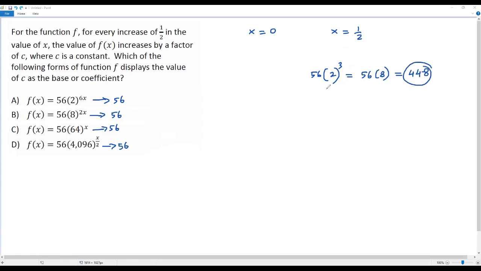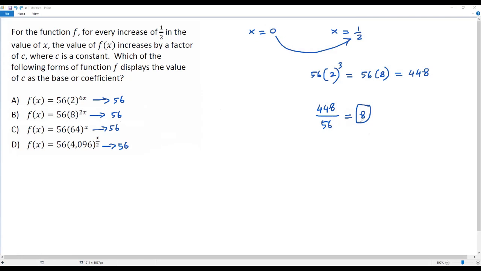But we have to get the factor by which f(x) increases. How do we get that? We divide the value of f(x) when x equals 1/2, that is 448, by the value of f(x) when x equals 0, that is 56. When I do such division, I am getting 8. So when x is increased from 0 to 1/2, f(x) in answer choice A increases by a factor of 8. This is the value of c, because the information says f(x) increases by a factor of c.